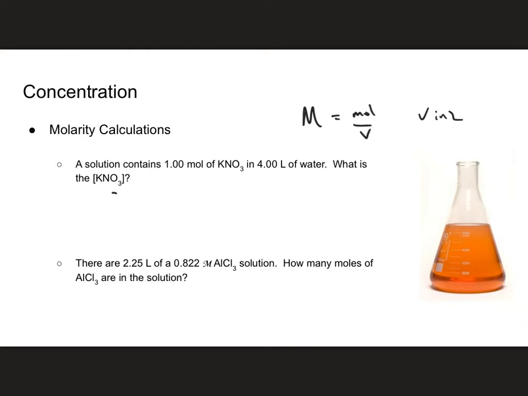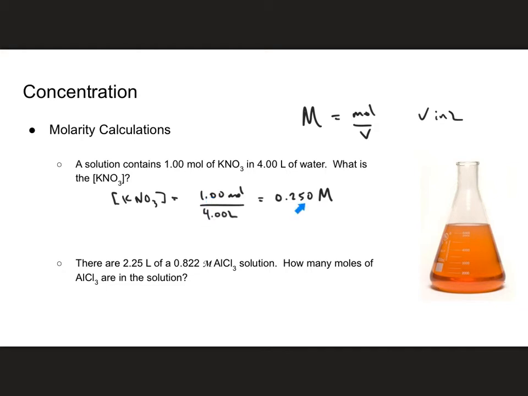So the concentration of KNO3 is equal to the moles, 1.00 moles, divided by 4.00 liters, and to 3 significant figures, we're going all the way back to sig figs. We told you we were going to use those all year long. This is 0.250 molar. So the concentration of KNO3 for that problem would be 0.250 molar. Three significant figures. Don't forget this last 0.